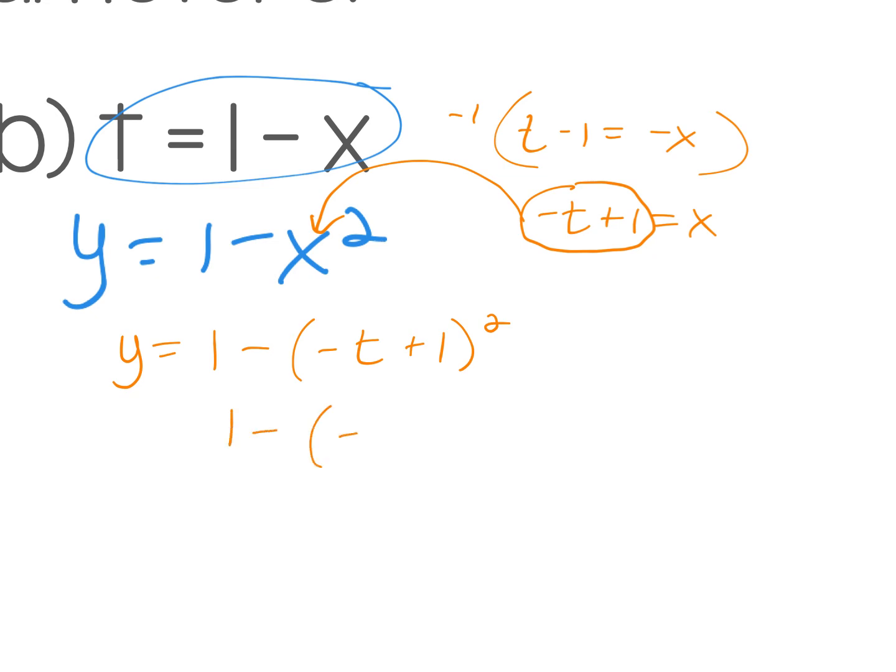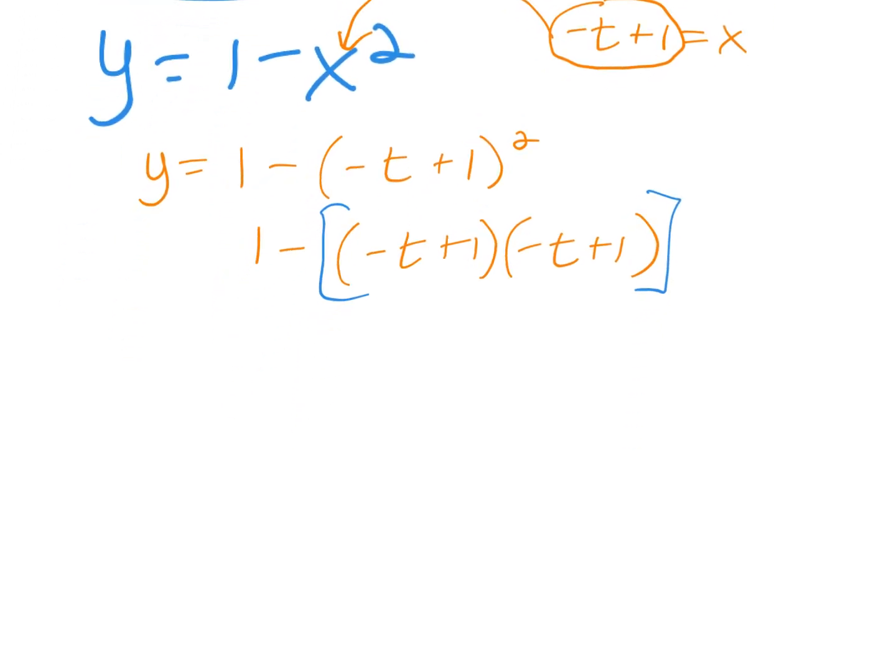1 minus, this would be negative t plus 1 times negative t plus 1. Or you can use your shortcut to multiply that out now that we've practiced our shortcut more with our rotation of the conics. The shortcut is square the first term, which would be t squared. Square the last term, which would be 1. And then double the product here. So 1 times negative t is negative t times 2, negative 2t.